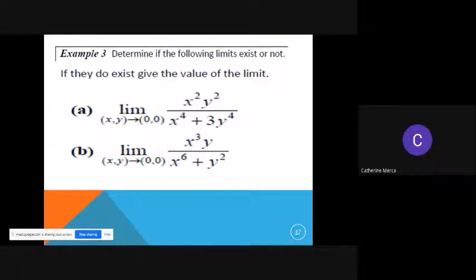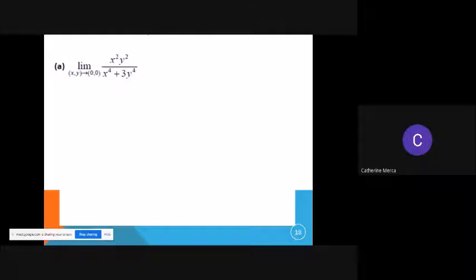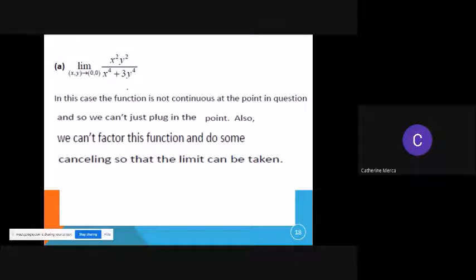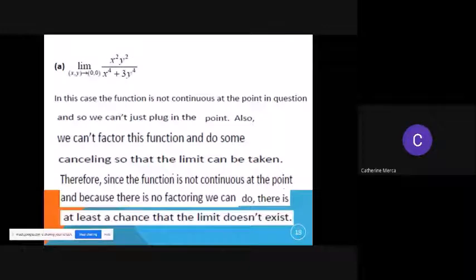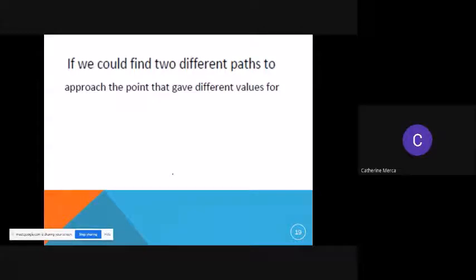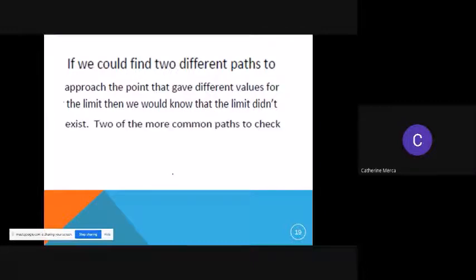So let's take a look at the first one here. The limit of x squared y squared over x to the 4th plus 3y to the 4th. It's not continuous at the point in question, so you cannot just simply plug in. As I've said, at 0, 0, we cannot factor this function so that something can be cancelled and the limit can be taken. So the function is not continuous at that point, and the limit does not actually exist. But if we could find two different paths to approach the point that gave different values for the limit, then we would know that the limit didn't exist.